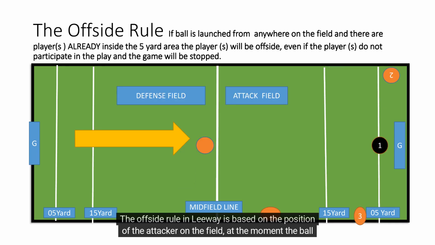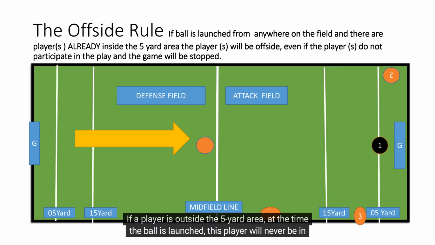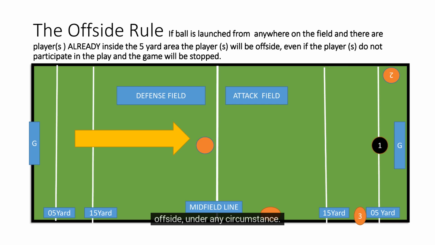The offside rule in Leeway is based on the position of the attacker on the field. At the moment the ball is launched or passed to this attacker, the relationship between attackers and defenders is irrelevant. What is the landmark of importance? It is the 5-yard line. If a player is outside the 5-yard area at the time the ball is launched, this player will never be in offside under any circumstance.